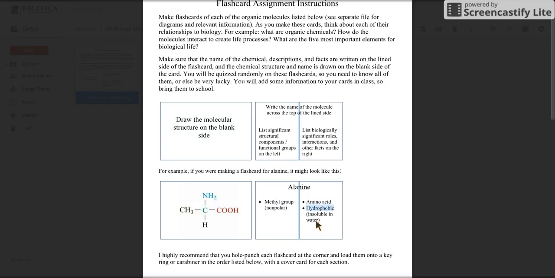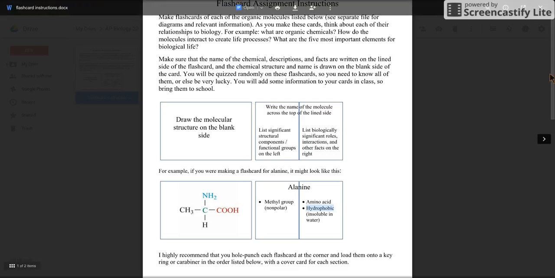Because what's more important to me is that you have a baseline to work from as we go through these functional groups and these molecules in class. And it's not important for you to get every single last detail on your card because that's actually my job as your teacher. I'm going to filter for you and help you identify what is the most important information.